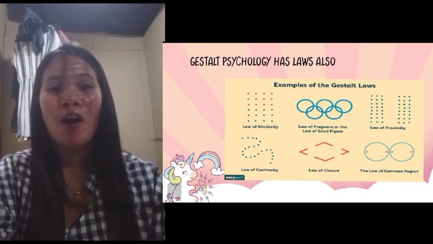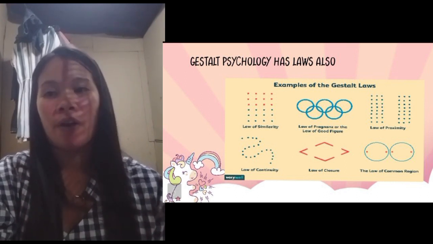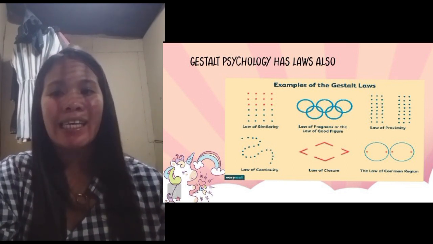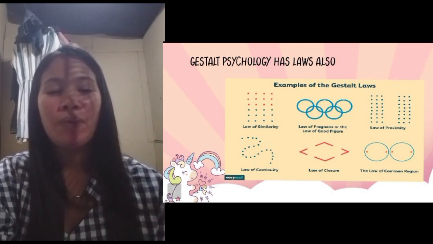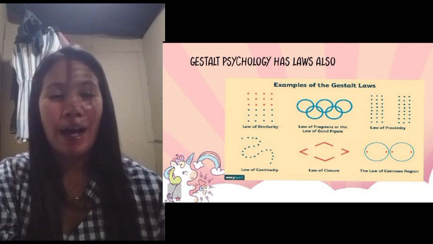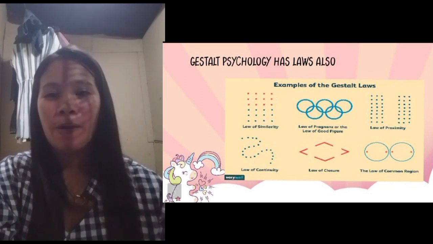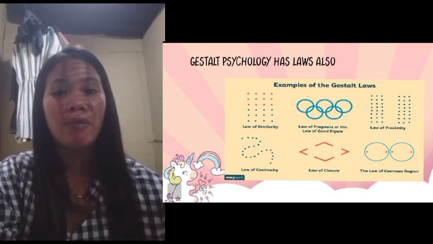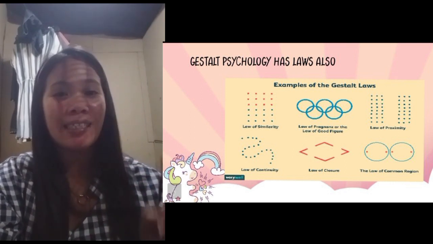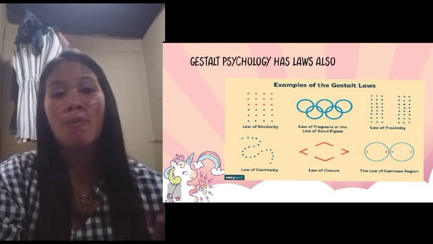Number 2, the law of closure. This suggests that elements that form a closed object will be perceived as a group. We will even fill in missing information to create closure and make sense of an object. An example of this Gestalt psychology principle is using negative space to give the illusion that a particular shape exists when it doesn't. So number 3 is the common region.